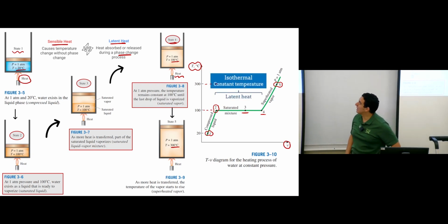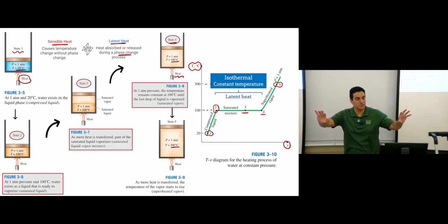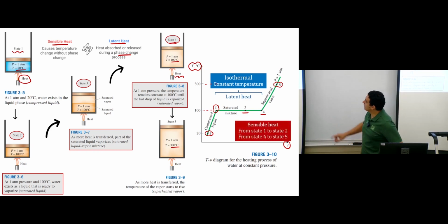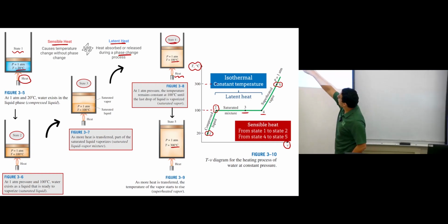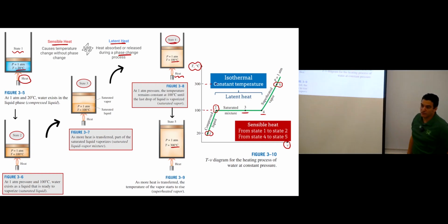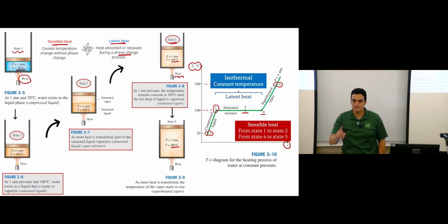So we have state 2, state 3, state 4. This represents isothermal, constant temperature. And this horizontal line represents the latent heat, because the heat you are adding is just making the phase change, with no temperature change. While sensible heat is represented when you are moving from state 1 to state 2, or from state 4 to state 5. Okay? Clear? Any questions?